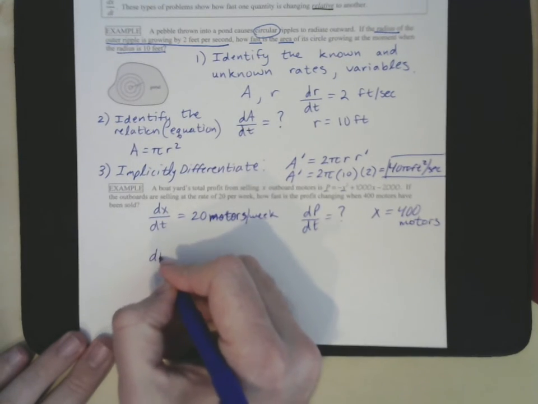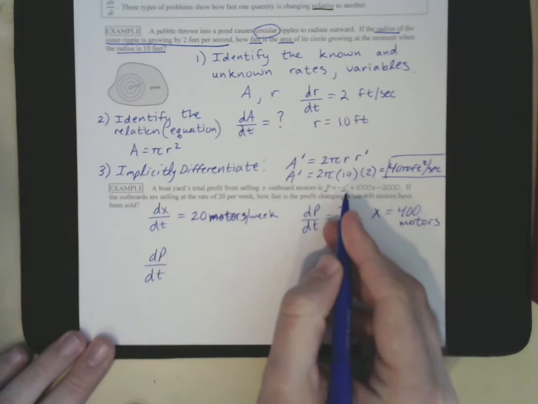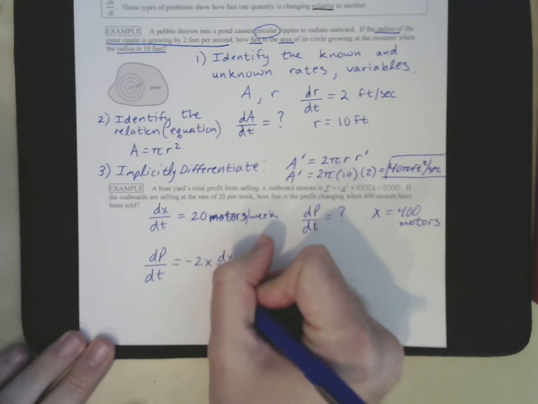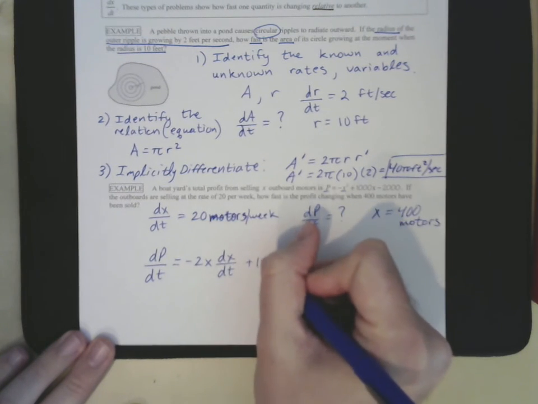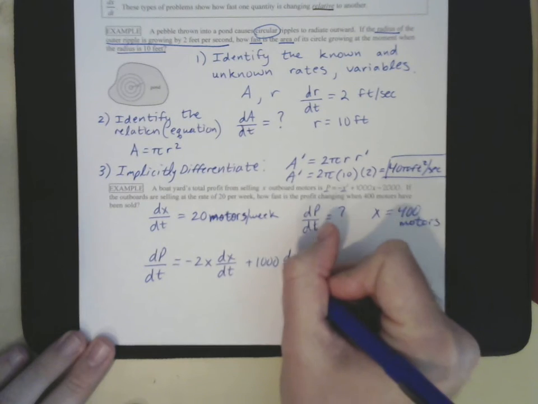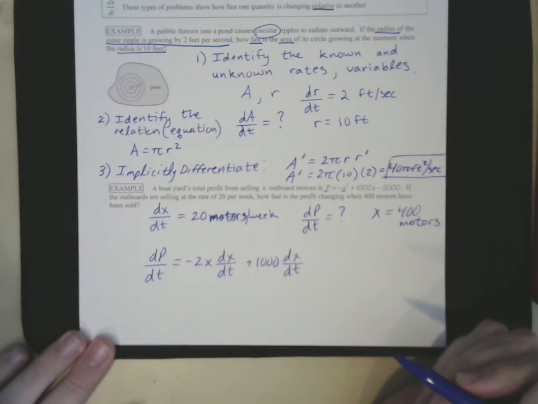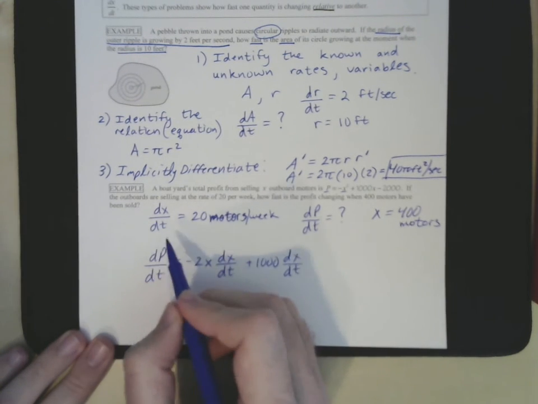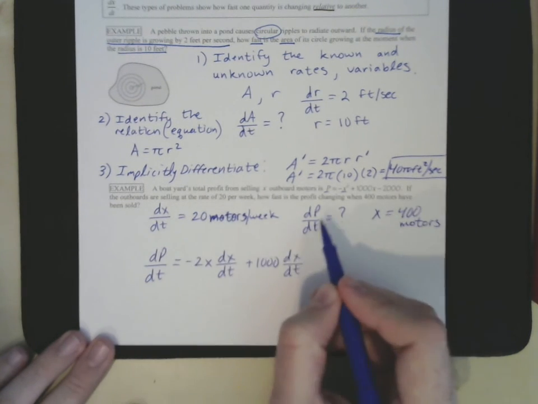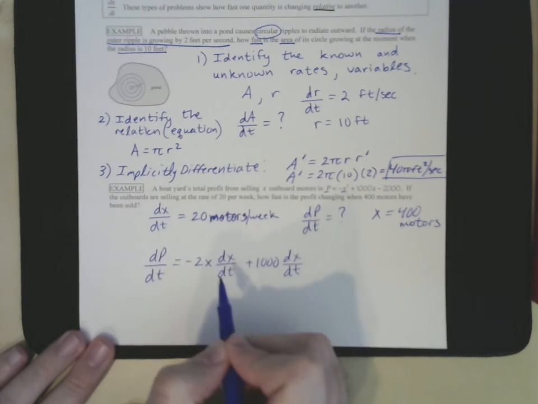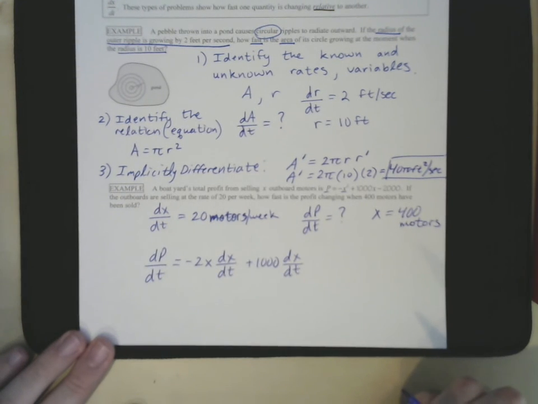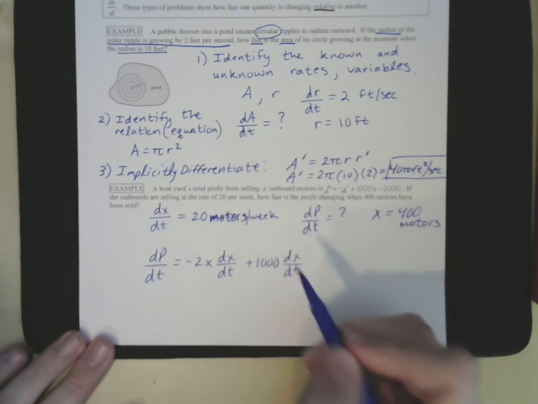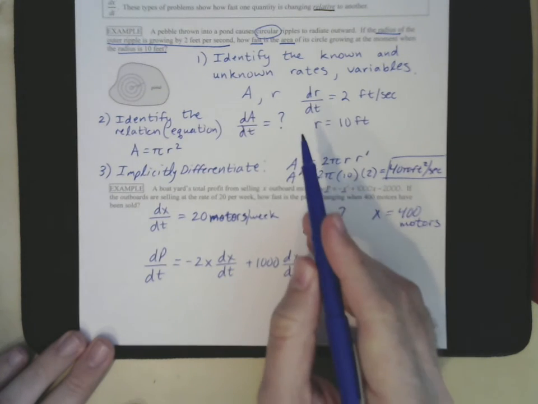So we need to take our derivative, dp dt, which is negative 2x dx dt plus 1000 dx dt, and the derivative of 2000 is 0. In all of these related rates problems, every single variable that has a d/dt that we've created here needs to be implicitly differentiated. And when you just have your variable like p, the derivative is just dp dt or p prime. So I'm showing you both ways that we can write this.